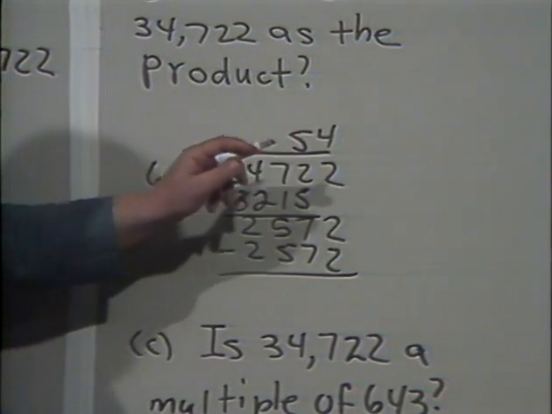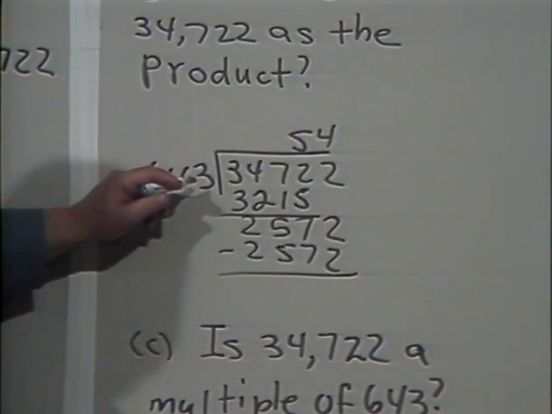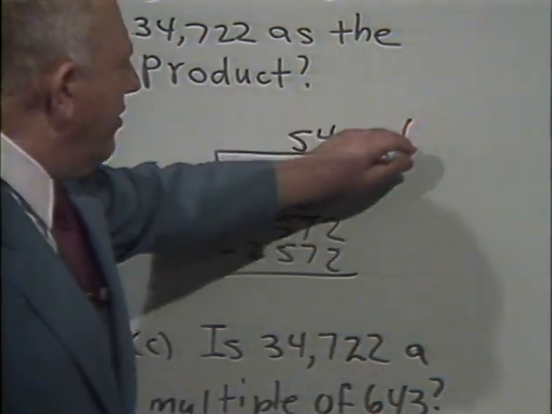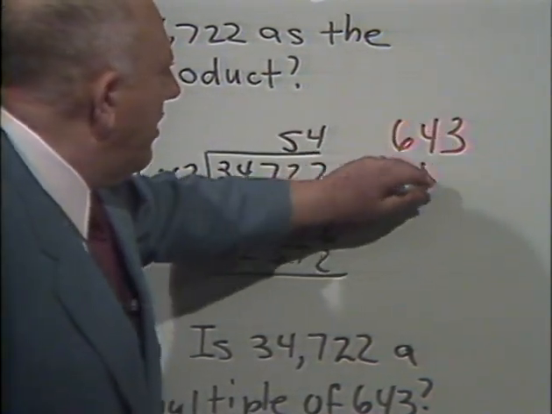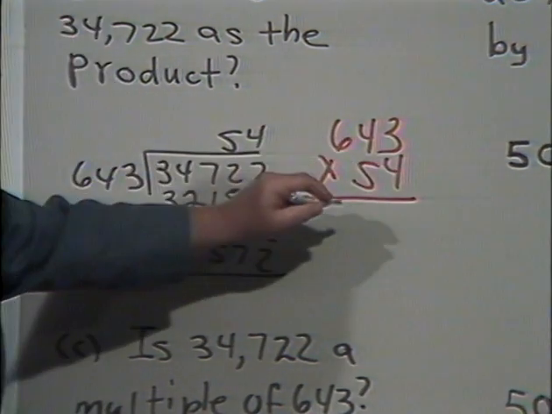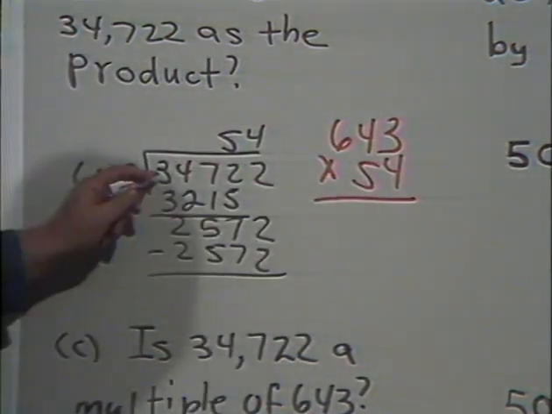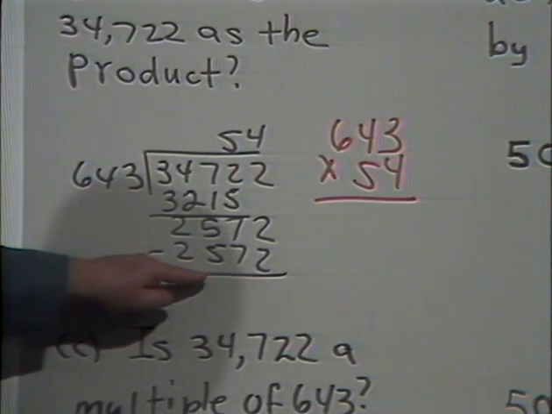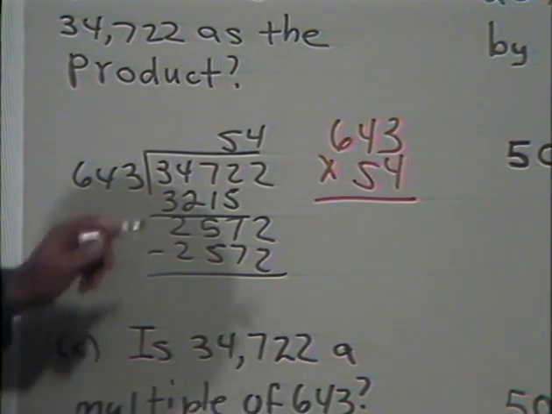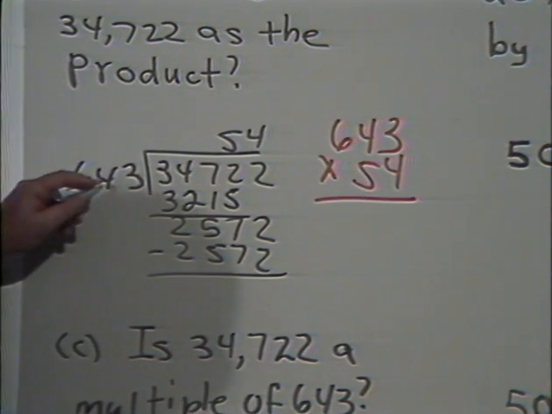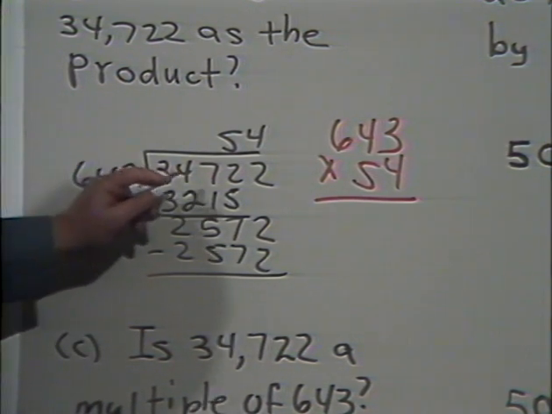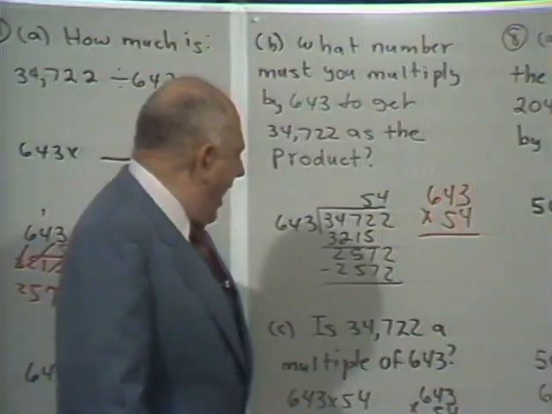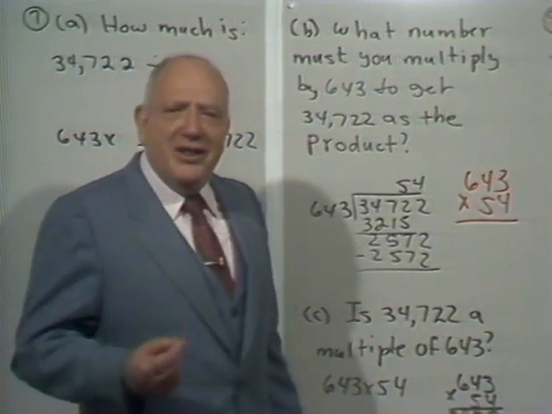34,722 54 times. And what that means is, if you were to multiply 643 by 54, and I will leave the details to you, see what should happen here? If you multiply this out, what should you get for the answer? 34,722. We've already done this problem before, all right? And what we now know is that therefore the number you must multiply by 643 to get 34,722 is just 54.